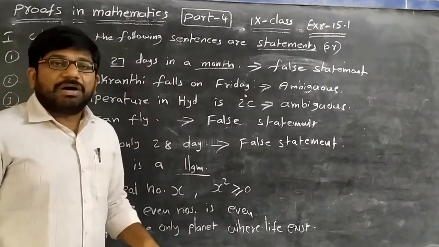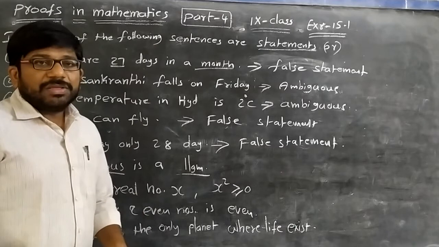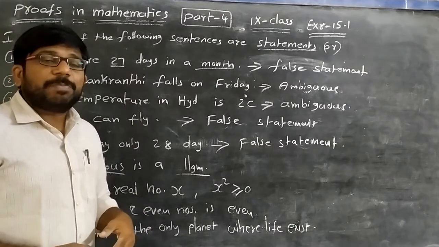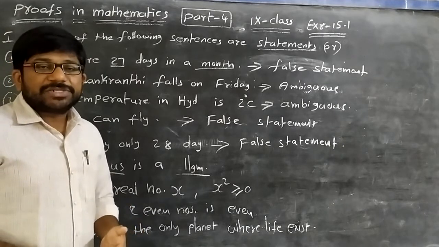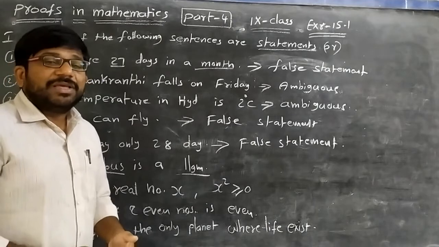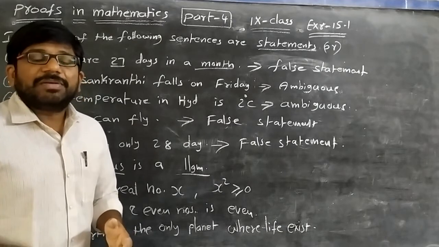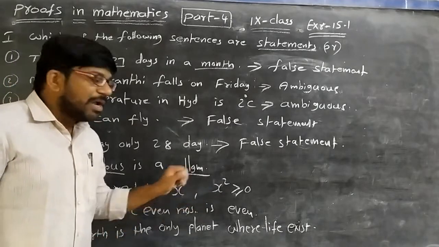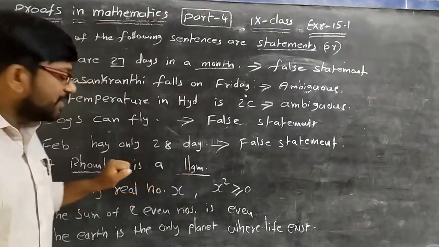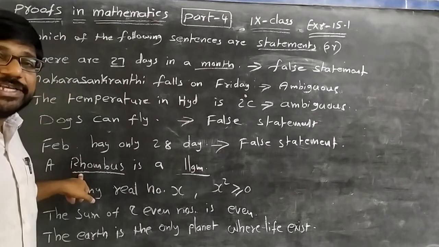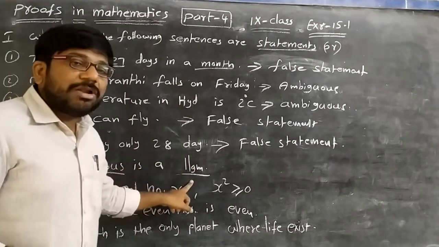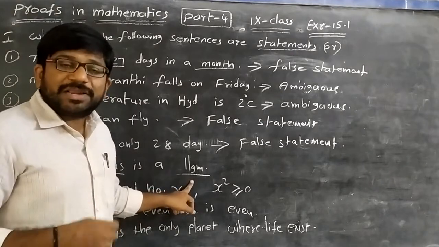In a rhombus, all sides are equal, right? All sides are equal means opposite sides are parallel and equal. So in any quadrilateral, if opposite sides are parallel and equal, then that is called a parallelogram. See, a rhombus is a parallelogram because in a rhombus all sides are equal. That means opposite sides are equal. In a parallelogram also opposite sides are equal.